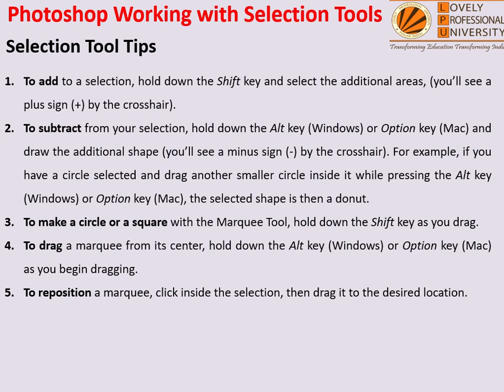You can subtract also. You can make a circle or square using this. You can drag it by holding down the Alt key. The drag is also possible. I can do it. If you hold the Shift key, you can make a circle, or you can make a square also. To reposition a marquee, click the selection, then drag to the desired location. You can do that.